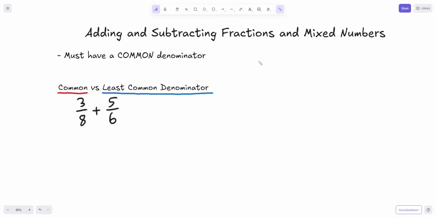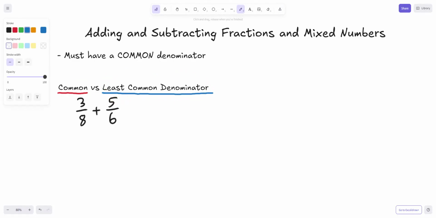Alright, this video goes over adding and subtracting fractions and mixed numbers. When we're adding and subtracting fractions, we must have a common denominator. Now, some of your elementary teachers taught you just to find a common denominator, while others taught you to find the least common denominator. It's easier to do common, but then you have to simplify your answer. It's, I think, harder, but better to do least common denominator.